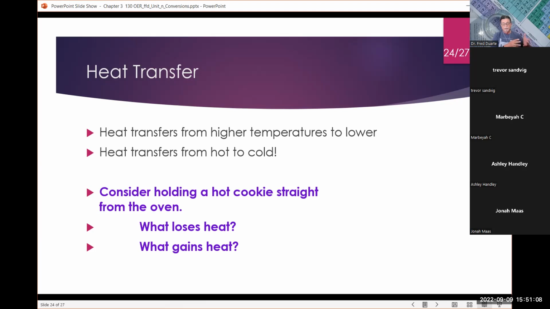So if you take, for example, a cookie out of the oven, what loses heat as you take it out and put it in your hand? That would be the cookie. It's hot. And what gains heat would be your hand. So you're burning yourself because of that heat transfer.